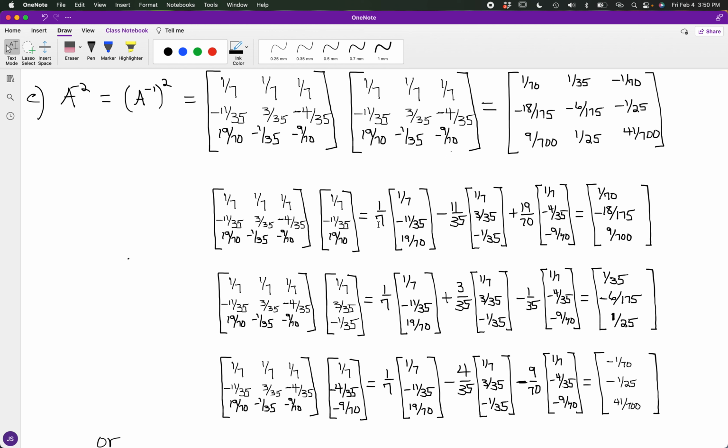So in the first case, you have 1/7 over the first column, minus 11 over 35 over the second column, and then 19 over 70 with the last column. Combining, we have these small fractions: 1/70, negative 18 over 175, and 9 over 700. And then going with the matrix times the second column, just repeating the process, it's 1/7 over the first column. Now we have the middle row term at 3 over 35, distributing over the second column of A.